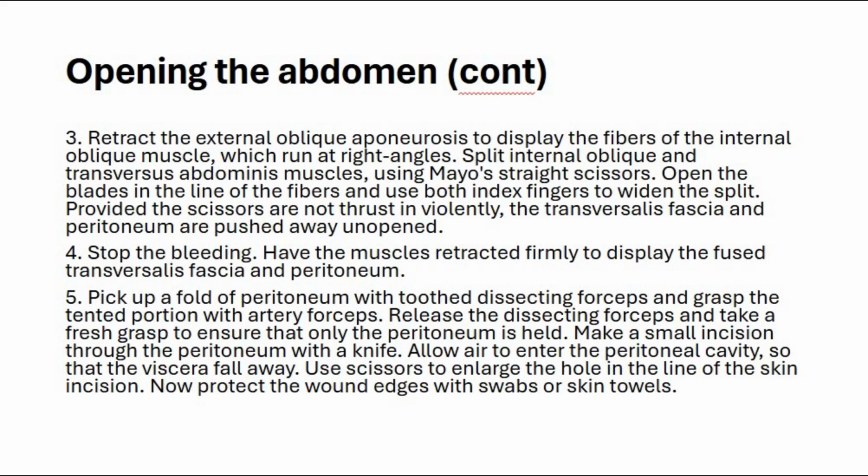Pick up a fold of peritoneum with tooth dissecting forceps and grasp the tented portion with artery forceps. Release the dissecting forceps and take a fresh grasp to ensure that only the peritoneum is held. Make a small incision through the peritoneum with a knife. Allow air to enter the peritoneal cavity, so that the viscera fall away. Use scissors to enlarge the hole in the line of the skin incision. Now protect the wound edges with swabs or skin towels.